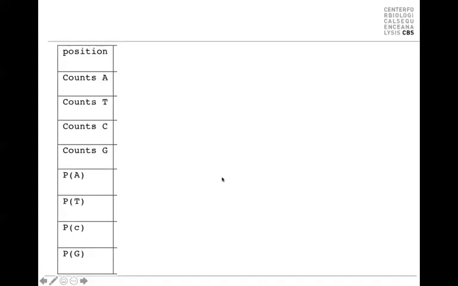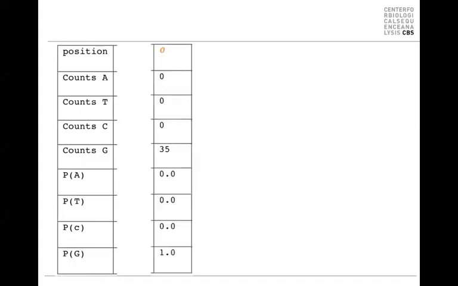So here, you have to fill out this table I showed on the second page of the handout. If I take position 0 and work on that, which is the one in the middle, then this position is fully conserved. All 35 sequences have a G there. So it's trivial for me to do that. I get 0, 0, 0, and 35 Gs. Then I convert those counts into frequencies by dividing each count by the sum of the counts. So here I get 0, 0, 0, and 1.